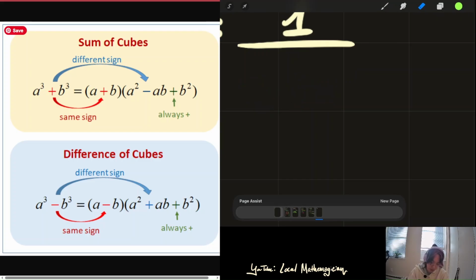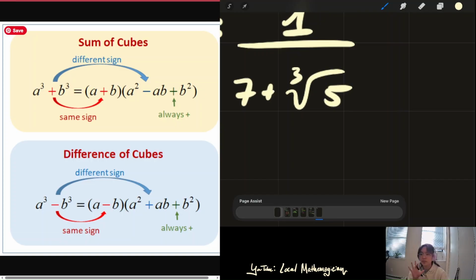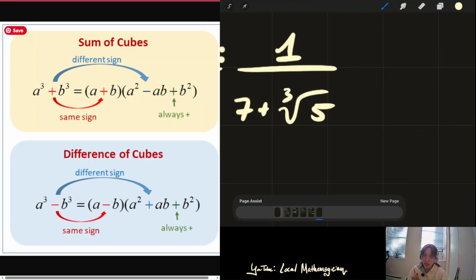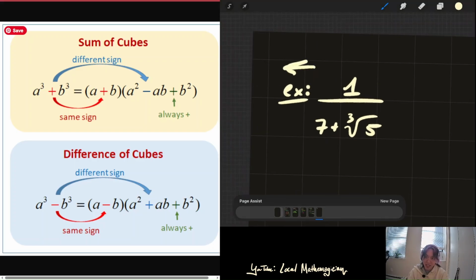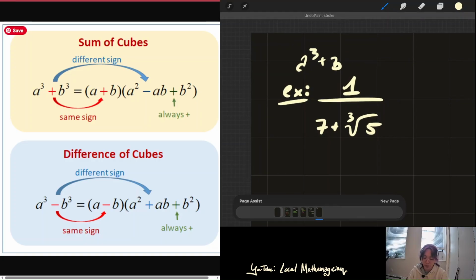I'm gonna rewrite that for you. 7 plus cube root 5. We know that this already kind of looks like the sum of cubes. It's not because there's a plus sign for the a cubed plus b cubed situation. It's the same because of the factor.